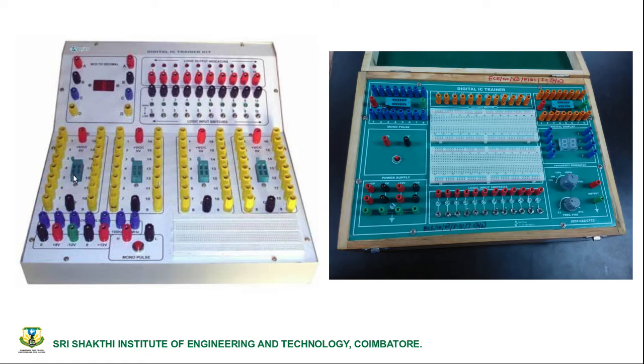This is called an IC jacket, right? Here we can place our IC and lock it, and this will act as the IC pins. For this IC socket, this is the positive terminal and this is the negative terminal, right?